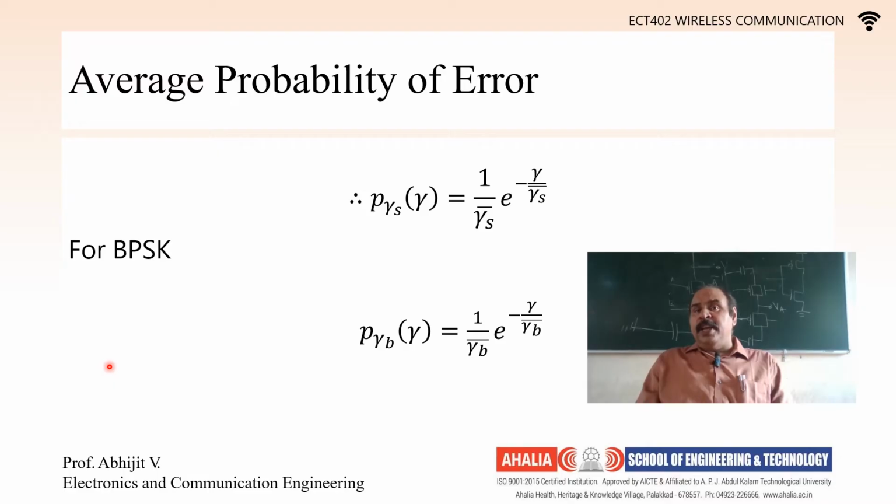For a BPSK signal, P gamma B of gamma is equal to 1 by gamma B e raised to minus gamma by gamma B, the probability per bit. Why for BPSK are we considering it this way? Because per symbol we have only one bit, right?